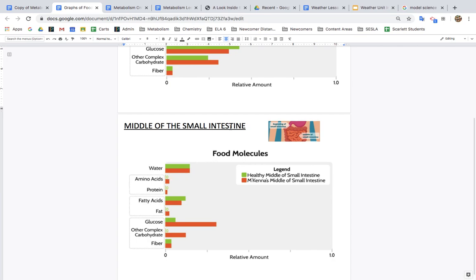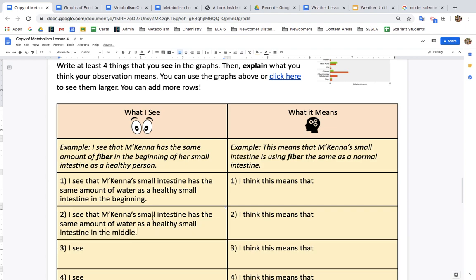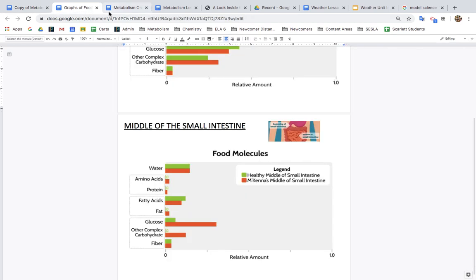I'm looking at water by the time food gets to the middle of the small intestine, and I'm also noticing that McKenna's small intestine, in the orange, has the same amount of water as a healthy small intestine. So I'm going to write that too. I see that McKenna's small intestine has the same amount of water as a healthy small intestine in the middle. So here we noticed it was the same in the beginning, and here we noticed it was the same in the middle. Let's see what else we notice.